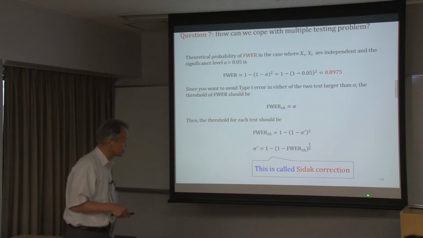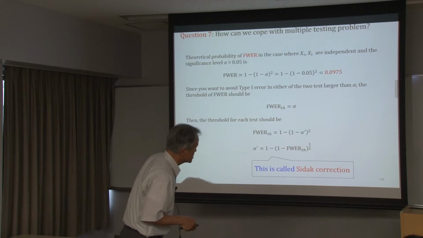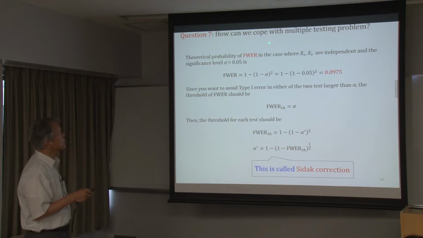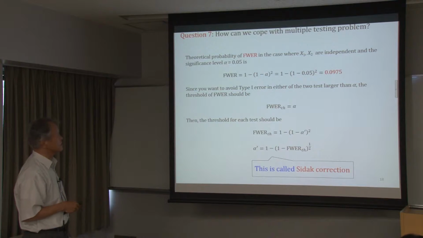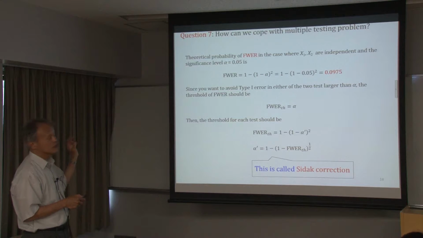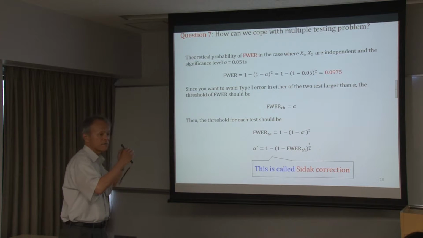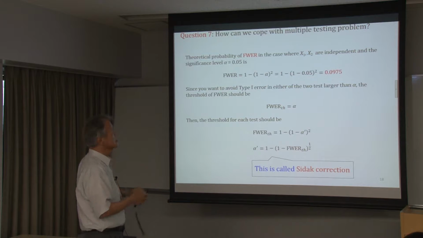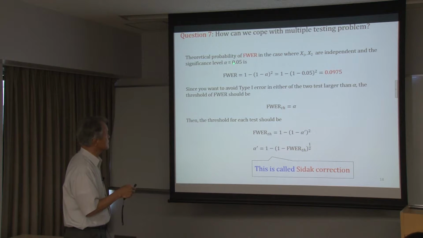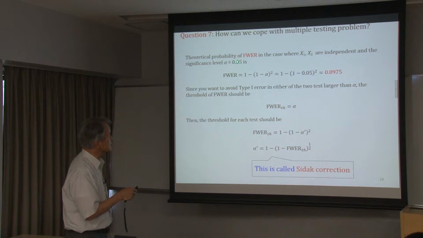Let's move on to the next slide, page 18. So how can we cope with the multiple testing problem? The theoretical probability of FWER in the case of X1 and X2, with the t-test applied 2 times: in each t-test, the type 1 error is kept at 0.05. If it is kept at 0.05, then alpha here is 0.05.